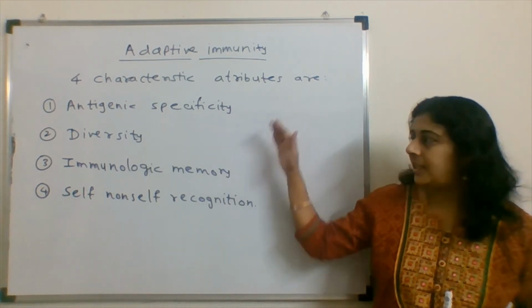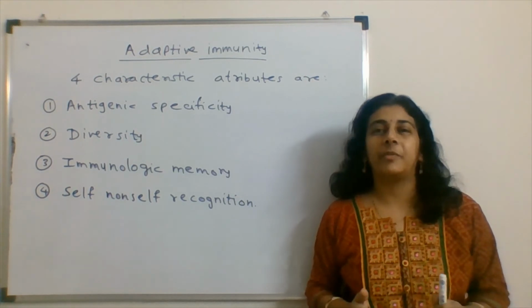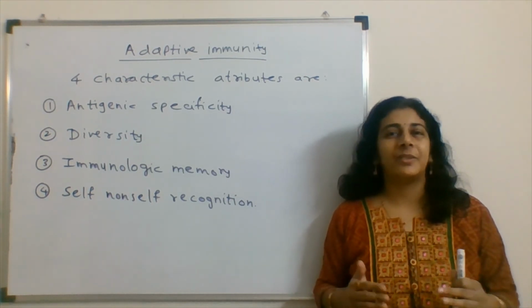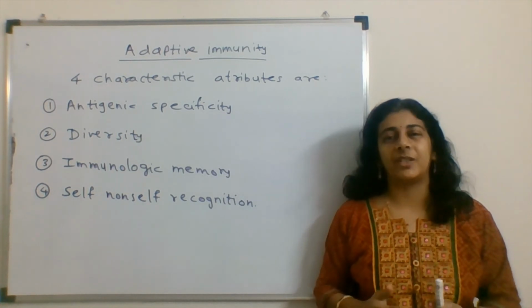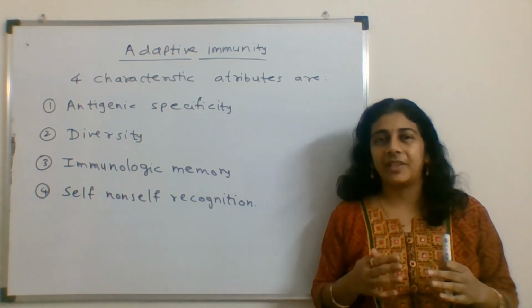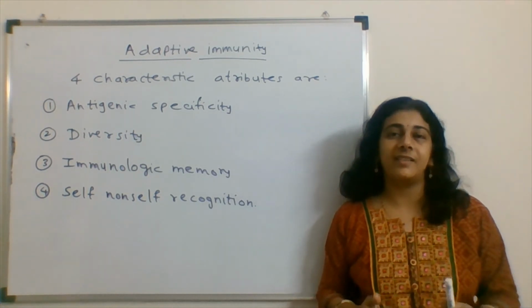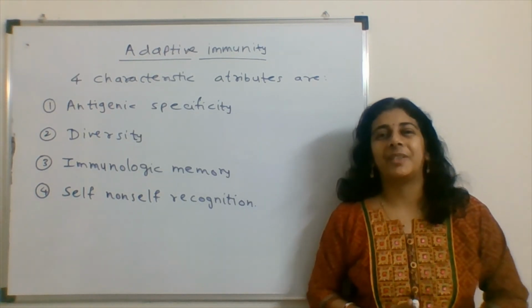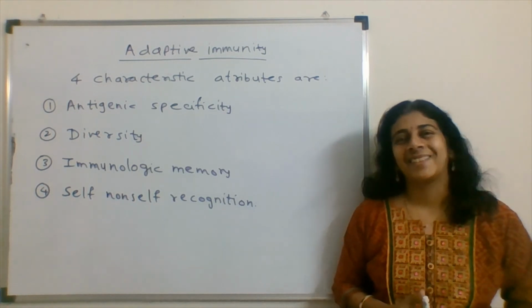So with these 4 attributes, adaptive immunity protects our body. Innate immunity is there to not allow infection to enter in the first place, and if infection enters, then adaptive immunity is ready to kill that particular infection.